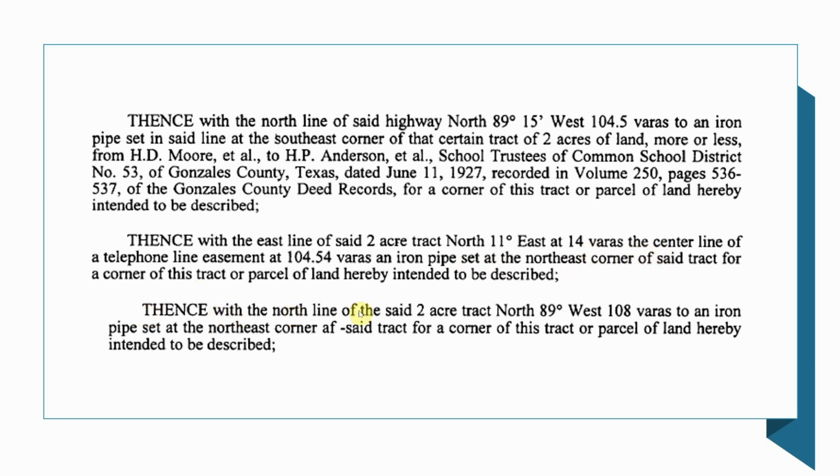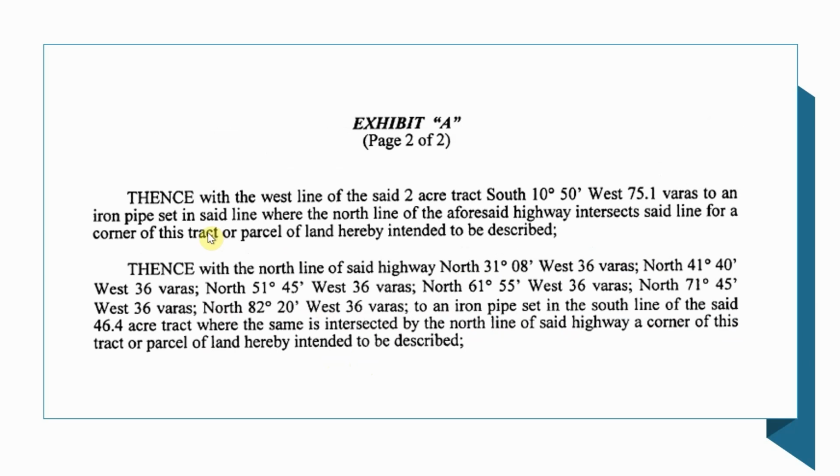Thence, with the north line of said 2 acre tract, north 89 degrees west, 108 varas to an iron pipe set at the northeast corner, this is a typo, of said tract for a corner of this tract or parcel of land hereby intended to be described. So we've moved again, nothing too crazy there. Here we know we're moving on to page 2 of 2, so this should be our final page.